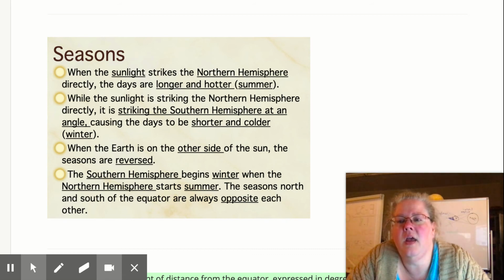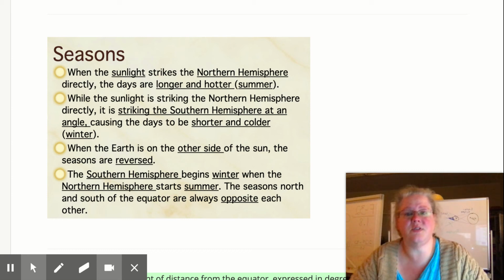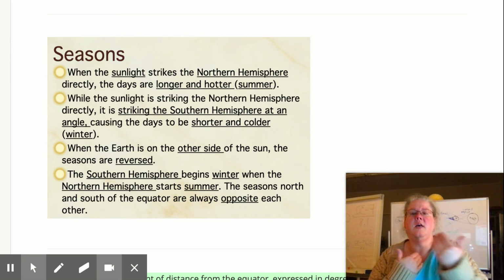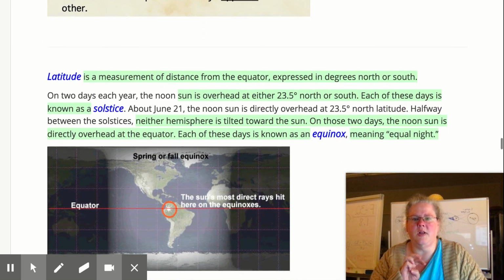While sunlight is striking the northern hemisphere directly, it is striking the southern hemisphere at an angle, causing them to have shorter days and colder winters. So when we're in summer, the southern hemisphere is in winter and vice versa. Again, this is just in here. If you want to go back and look at it, you're welcome to.